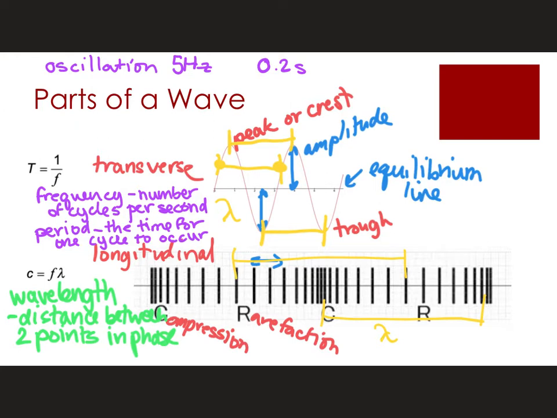Now, if I can do 5 of them in 1 second, then that means each one of them took 0.2 seconds. So my frequency would be 5 hertz and my period would be 0.2 seconds. And you can see here from this equation that I can find in my data booklet that the period, capital T, and the frequency are inverses of each other.